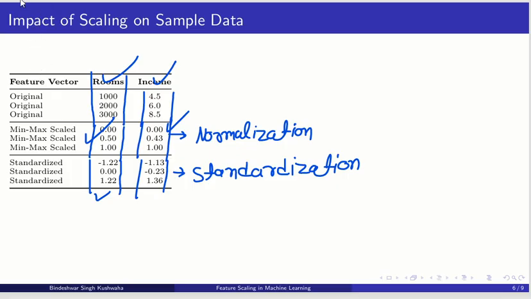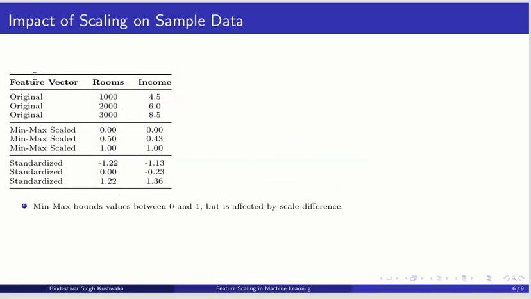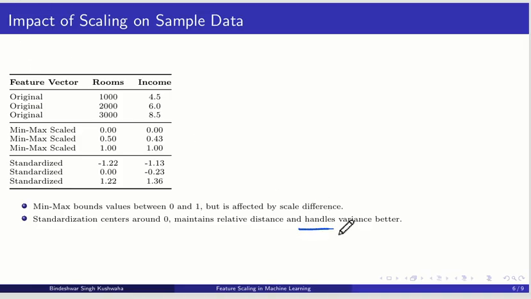Now let us see that min-max bounds values between 0 and 1, but it is affected by scale difference. Standardization centers around 0, maintains relative distance, and handles variance better.